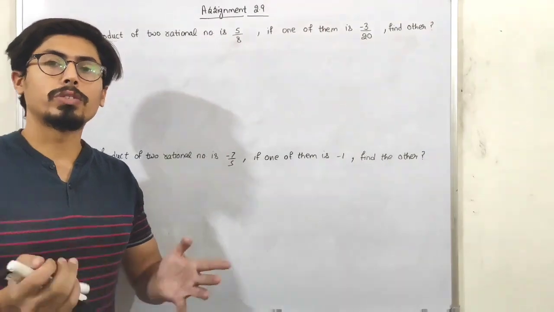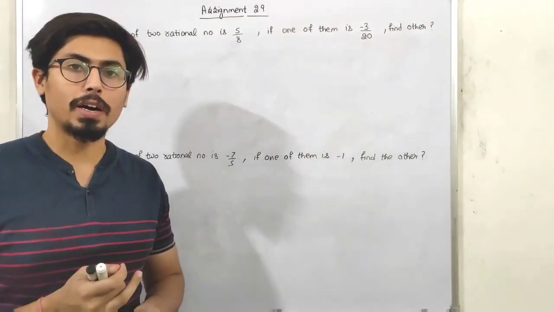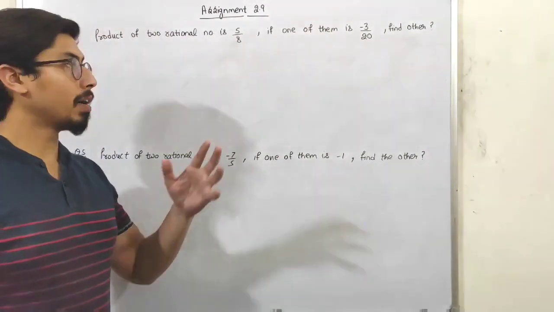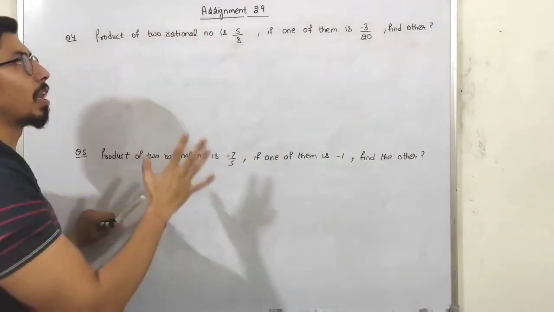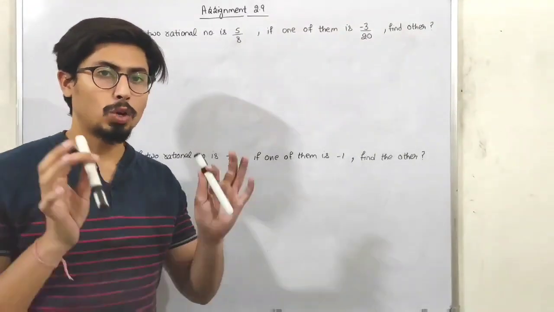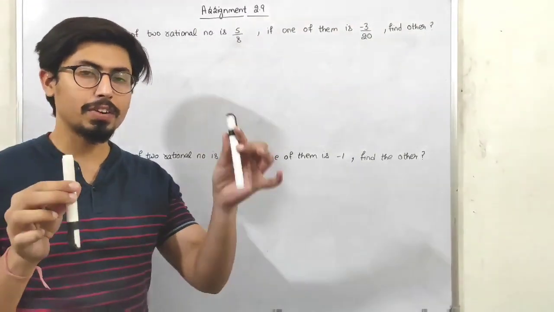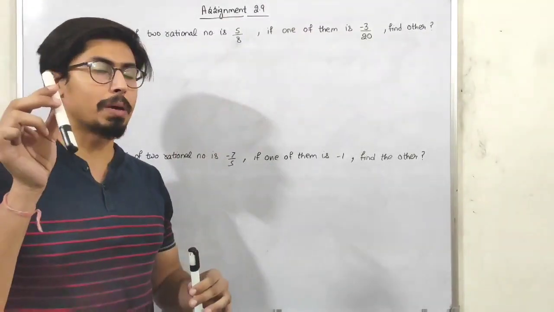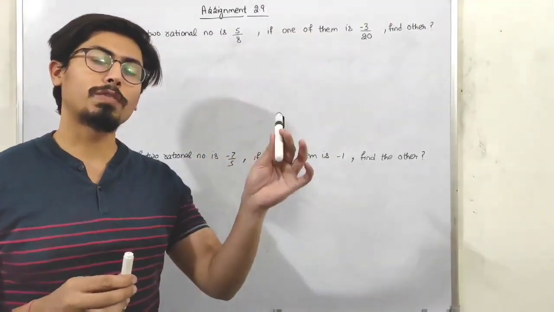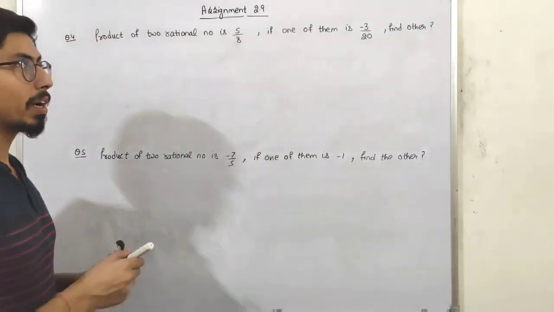Okay. Now dear students, our questions number 4 and 5 are just the same. So first we will discuss question number 4. That is the product of two rational numbers. See students, there are two rational numbers. First one is this, second one is this. If you multiply them, it is 5 by 8. If one of them is minus 3 by 20, you have to find the second one.